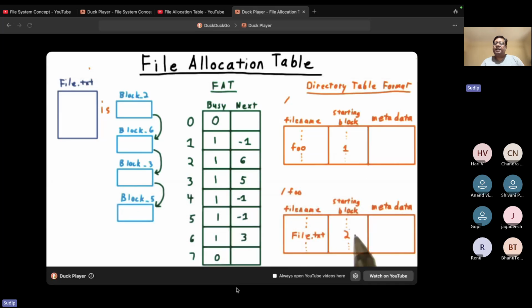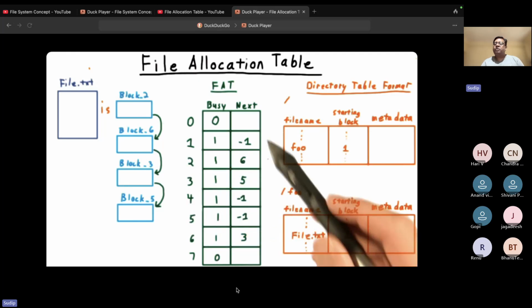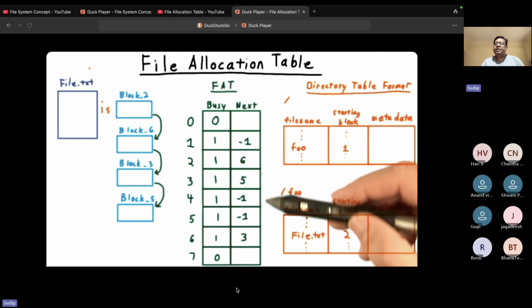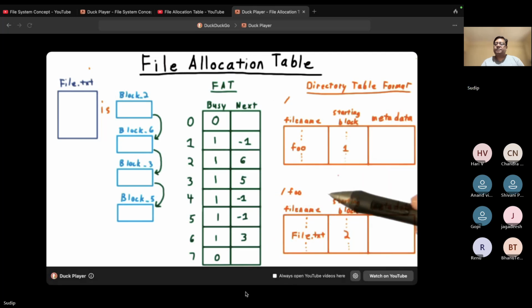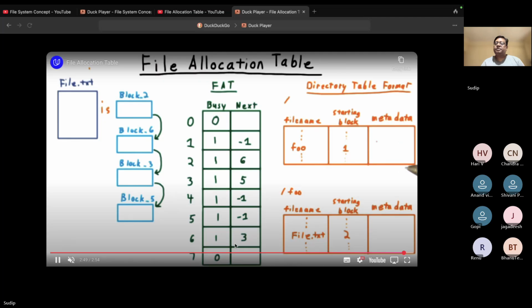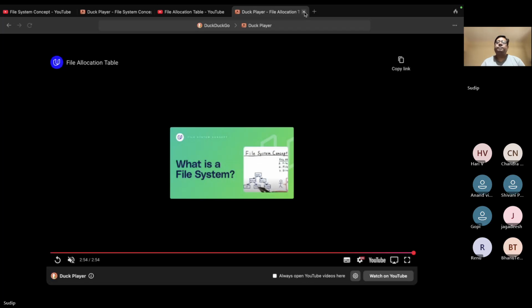Now, is this getting clear for all of you? What actually happens inside the file system and on the hard disk when you're reading and writing a file? Okay. Any questions? Okay, cool.